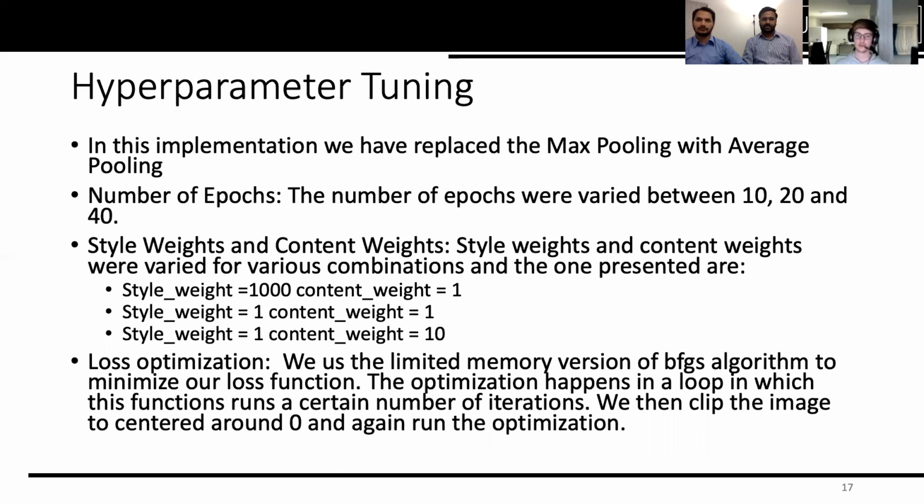Another big thing were the style weight and content weights. So later on, you'll see images with style weight of 1,000, content weight of 1, as well as the style weight of 1 and the content weight of 10. Another thing in terms of tuning was the loss optimization. We used a limited memory version of BFGS algorithm, which was how we were able to minimize the loss between the style and the content.